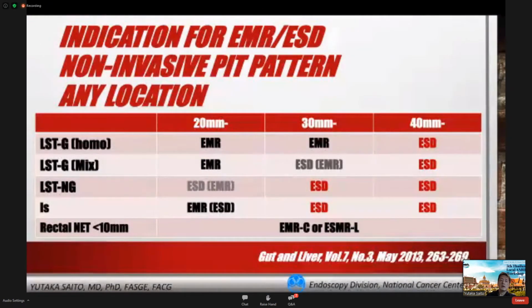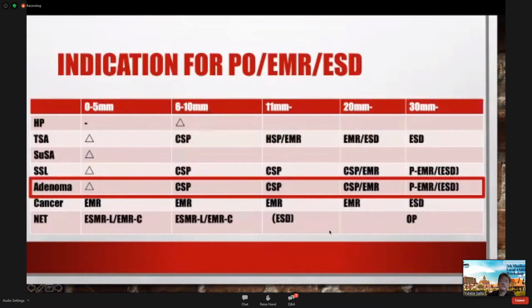And therefore, our indication for ESD is the LST non-granular type more than 2 or 3 centimeters, LST granular type, nodular mixed type more than 3 or 4 centimeters. But rectal NET could be treated by EMR-C or ESMR-L. And for the adenoma, the small lesion less than 10 mm, cold snare polypectomy could be performed.